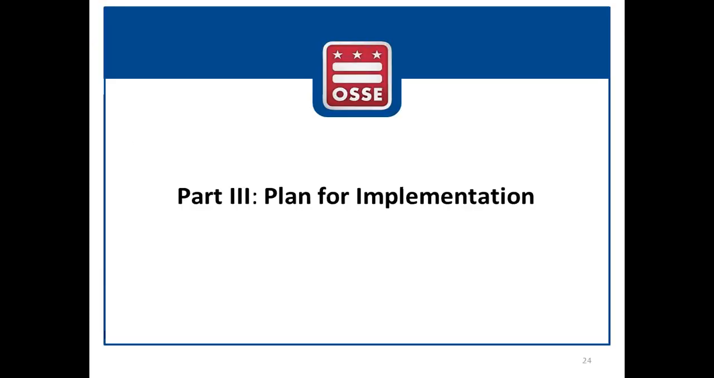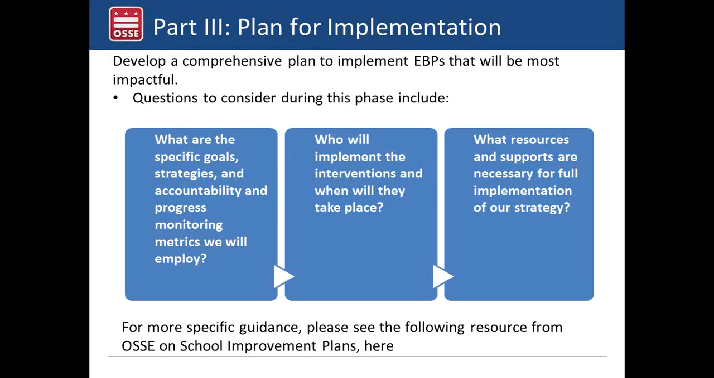Next, we will look at how to plan for implementation once you select your EBP. Once the EBP has been selected, the team needs to develop a comprehensive plan on how they will implement it. Here are some questions to consider. What are the specific goals, strategies, and accountability and progress monitoring metrics we will employ? Who will implement the intervention and when will it take place? What resources and supports are necessary for full implementation of our strategy?